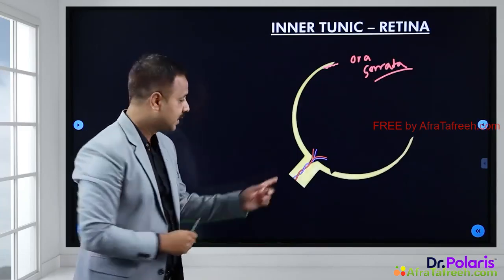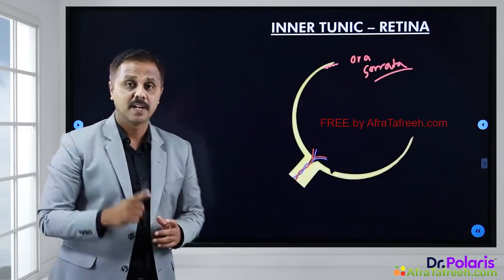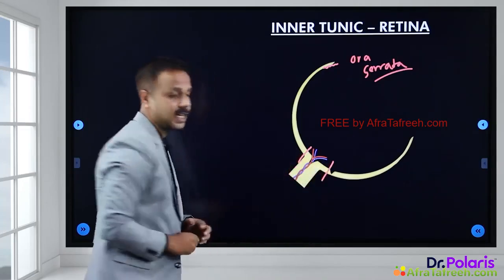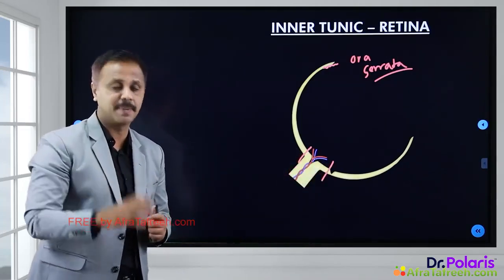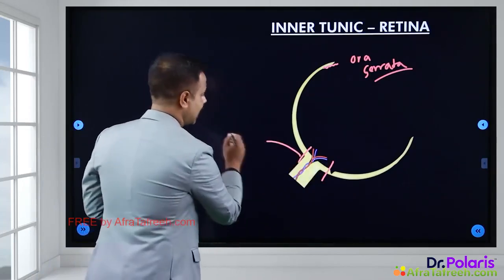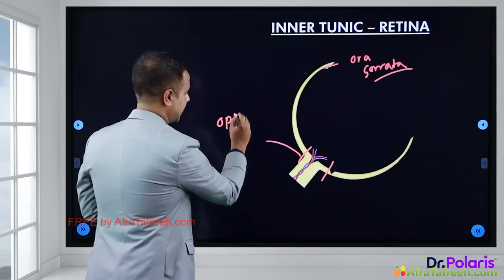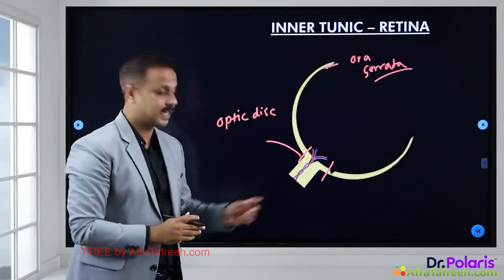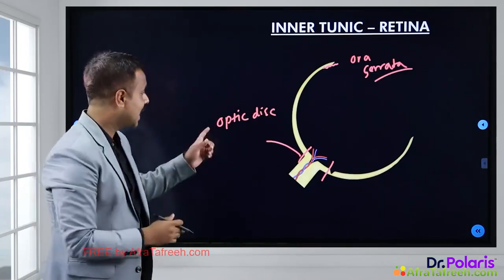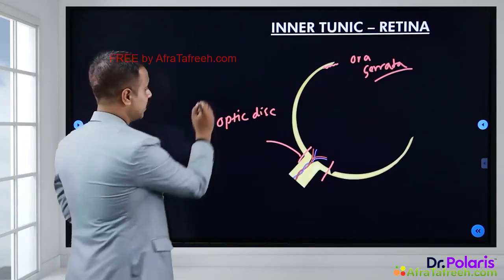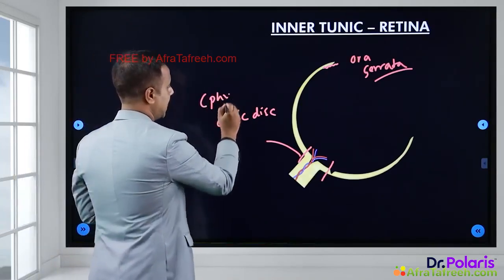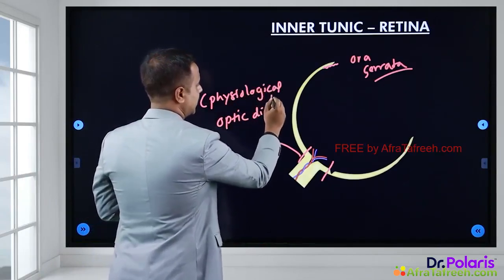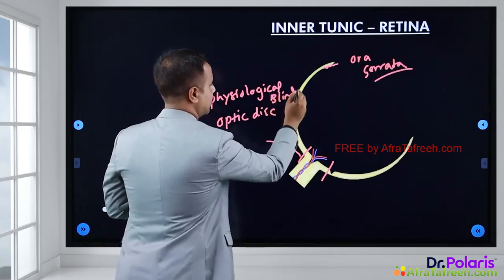Posteriorly, if we observe, there is attachment of the optic nerve. Where we have the attachment of the optic nerve, the entire retina is slightly depressed and pale, and this region is known as the region of the optic disc. The optic disc represents the site of attachment of the optic nerve, as I said, and the optic disc is also referred to as the physiological blind spot.